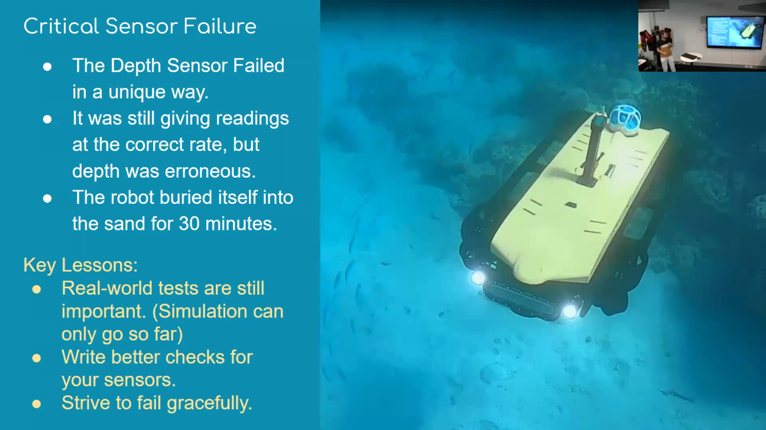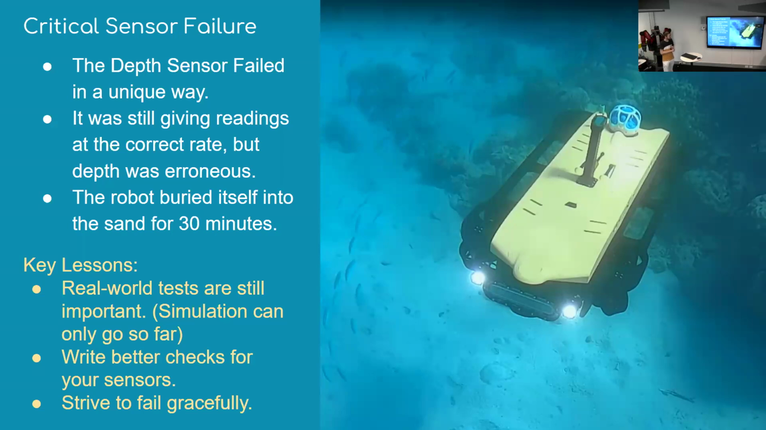The trouble we had was the depth sensor failed in a bit of a unique way. It was giving us readings, and at the correct rate, but the depths were erroneous. So we tested it in the simulator, but we never tested this specific fail mode. And the software didn't pick up that there was any problem and just kept going on as normal. But it was actually just burying itself into the sand and draining the battery.